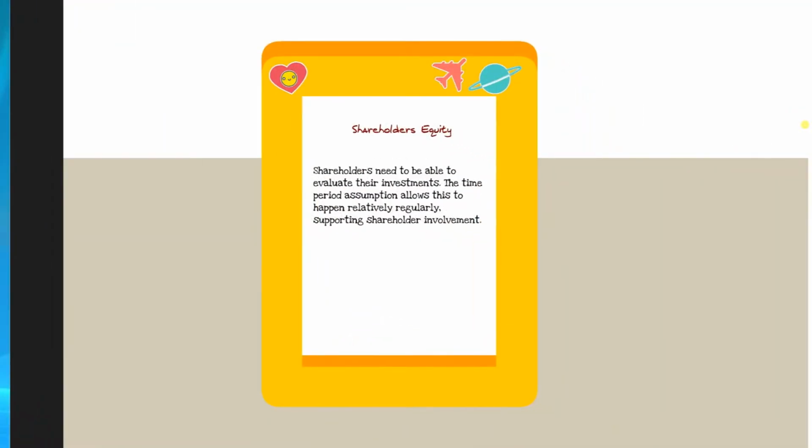Beyond the company alone, however, the time period assumption holds ramifications for shareholders. Shareholders require regular accounting information to be able to evaluate their shares and make decisions. Inasmuch, the time period assumption also prompts share market activity.